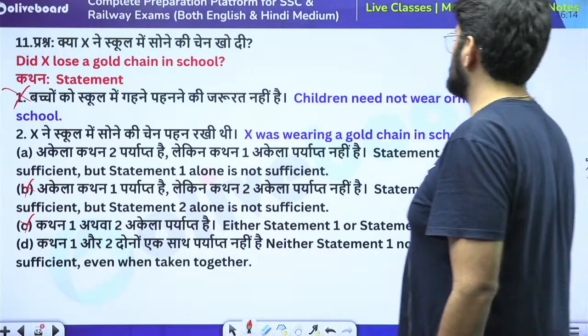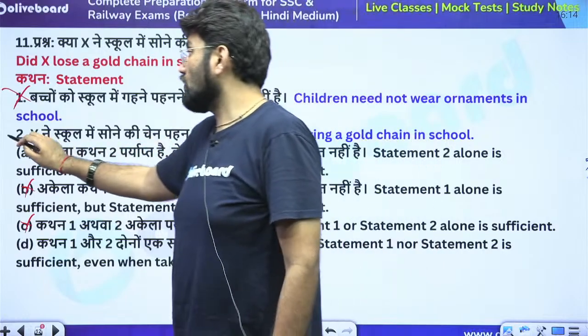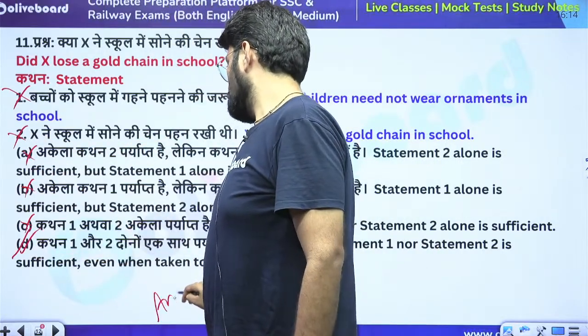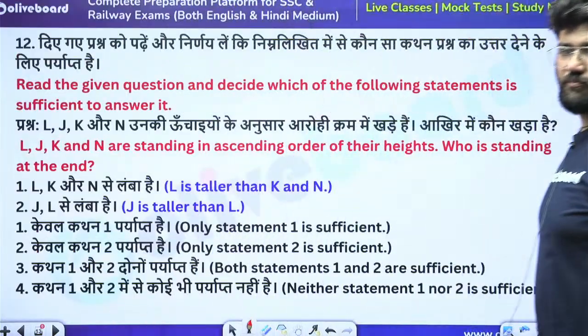X was wearing a gold chain in school. Is it sufficiently answering this question, that did X lose it or not? No, it's not. So 2 alone is also incorrect. So my answer is only option D. None of them are going to give you your answer. It's a very simple question, but it just puts you in doubt.